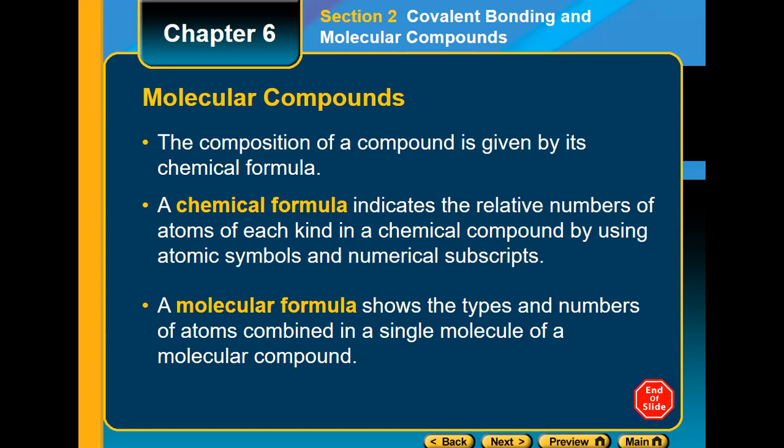If we are going to describe covalent compounds only, we have something called the molecular formula. The molecular formula shows the type and the number of atoms which are combined in a single molecule. And as we said, molecule represents covalent compounds only. So here we describe the covalent molecules only, and the molecular formula represents the amount and the type of atoms in each molecule.